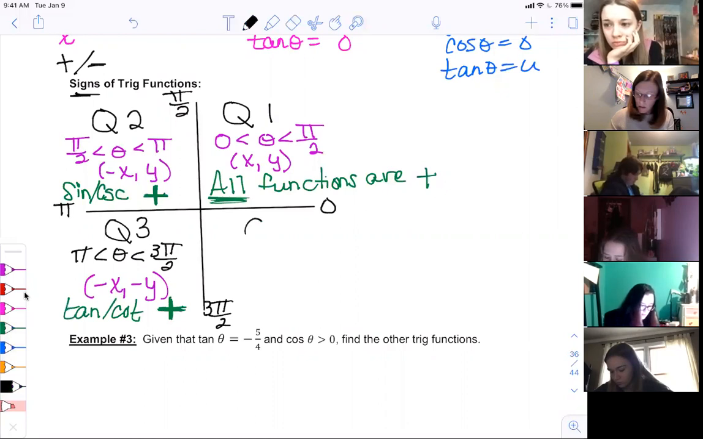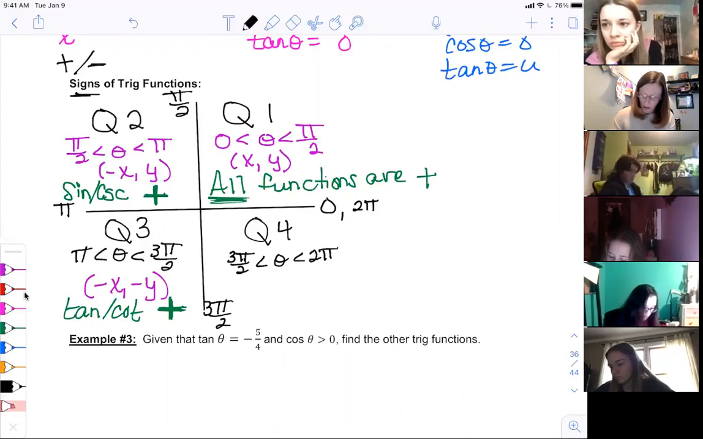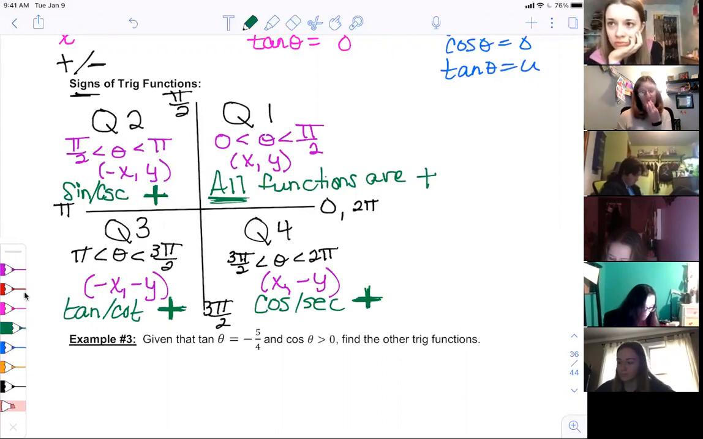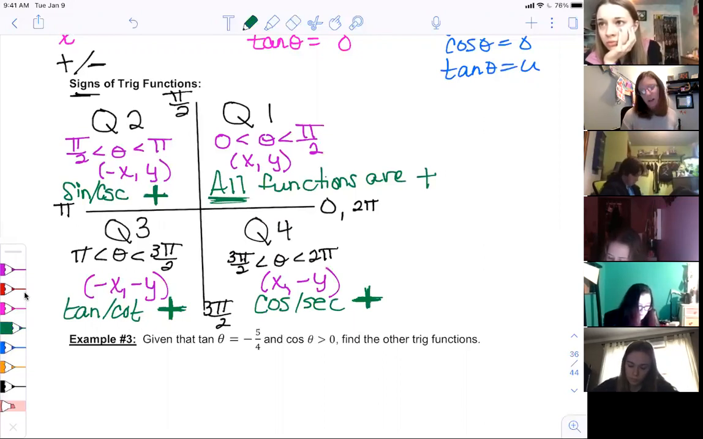And then the last one, we know all the way around, we're at 2 pi. And we also know that now we have a positive x but a negative y. So cosine and secant would be our positive functions. So everything is positive in the first quadrant, sine and its buddy cosecant in the second, tangent and cotangent in the third, and then the cosine and the secant in the fourth.